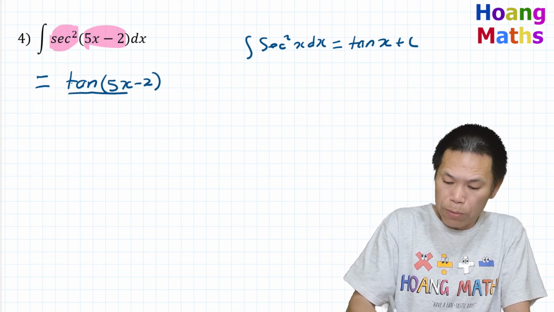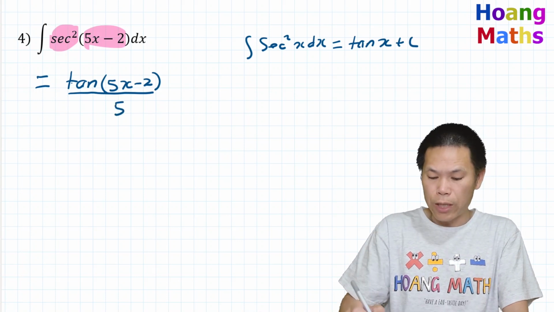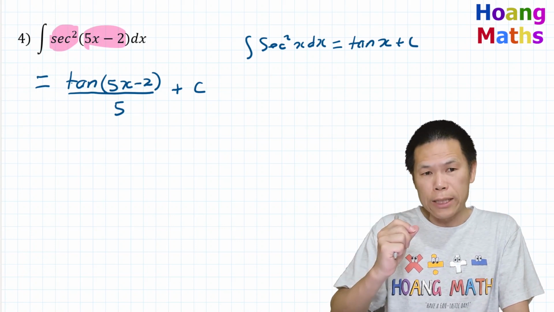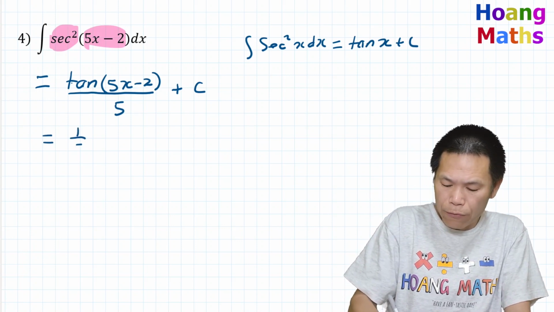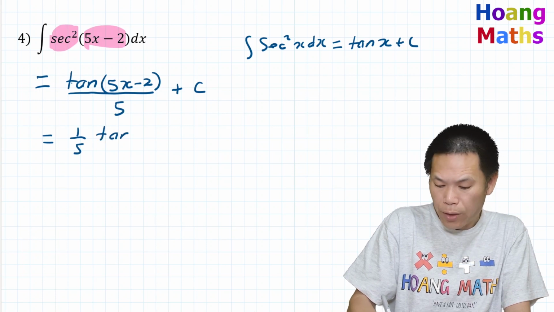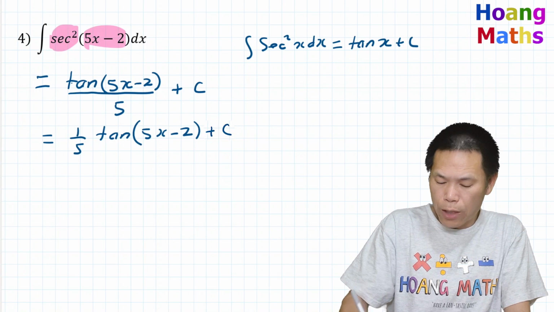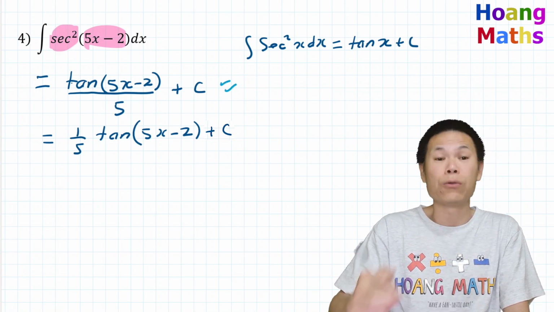So we just do the opposite of differentiation. Instead of times, we divide. So there you go. And don't forget, we need to add a constant. So that is your answer. You can also write, if you like, 1/5 tan of 5x minus 2. So you can either leave it in this form or this form. Still correct, okay?